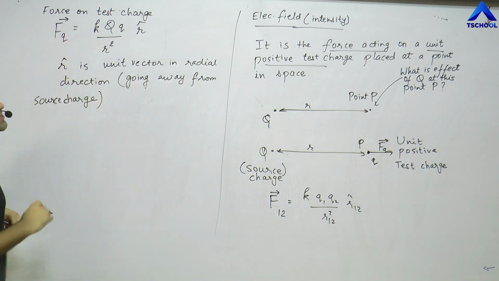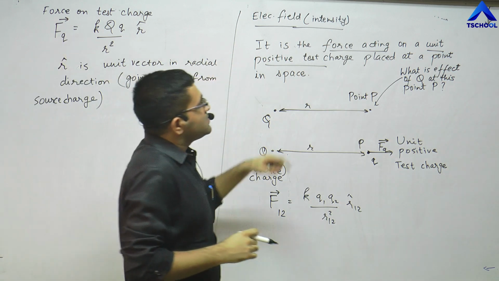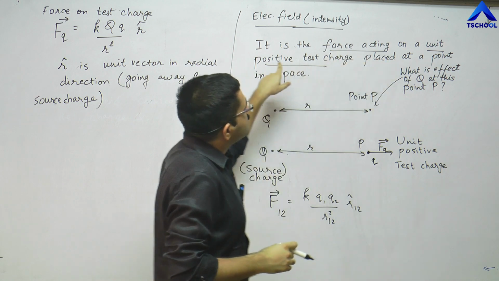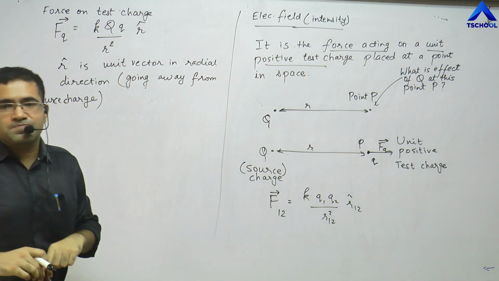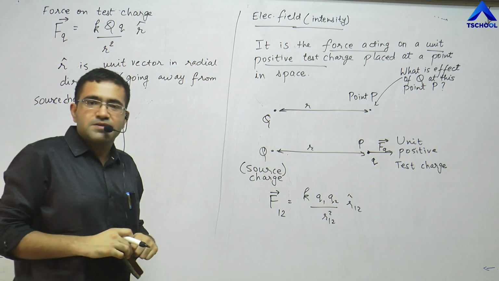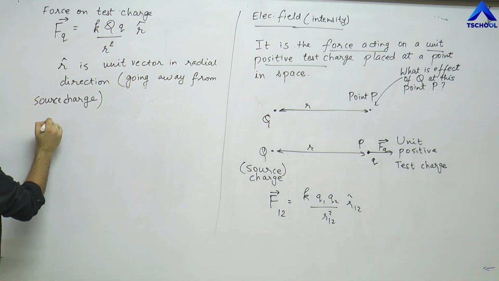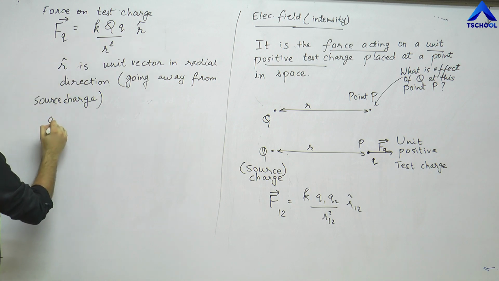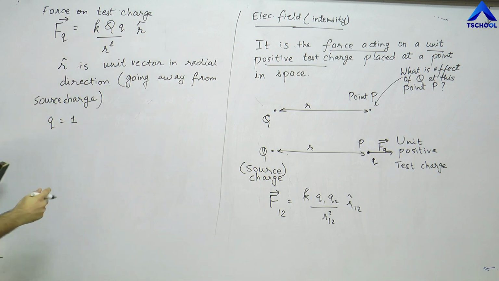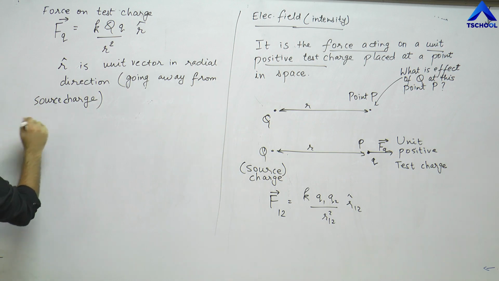This is the force on the test charge. Let's read the definition again. It's the force acting on a unit positive test charge. What does that mean? It means I have to take Q's value as 1 unit positive test charge. But there is another simple way to do it.